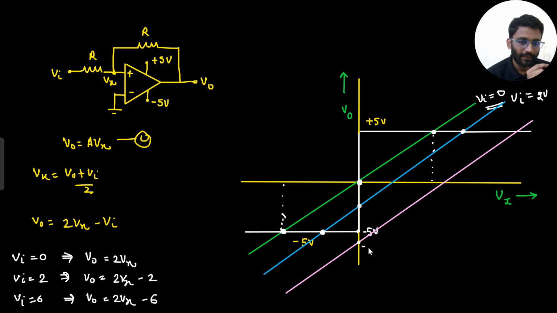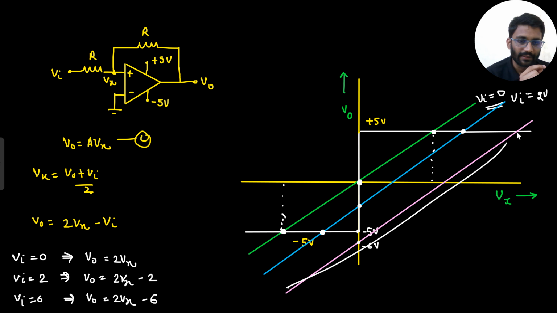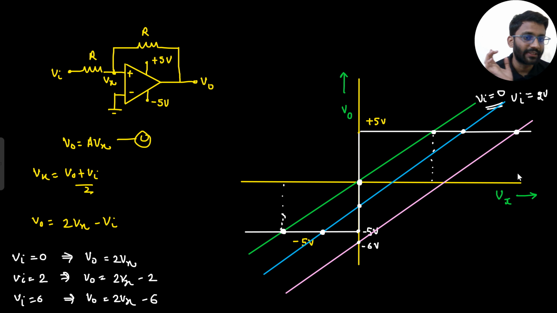This point is minus 6 volt. So where is the graph cutting? This graph and this graph are only cutting at one point. There is no metastable state in this one. It is cutting only at one point, and that point is V0 equals 5 volt.